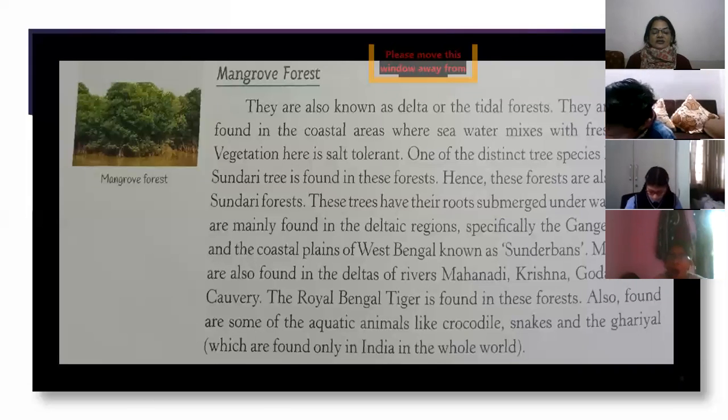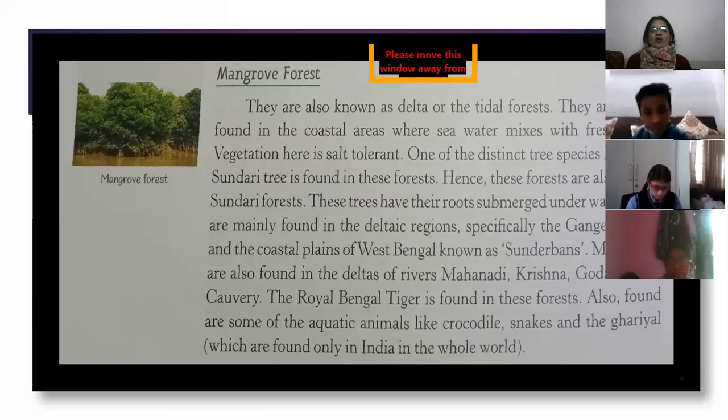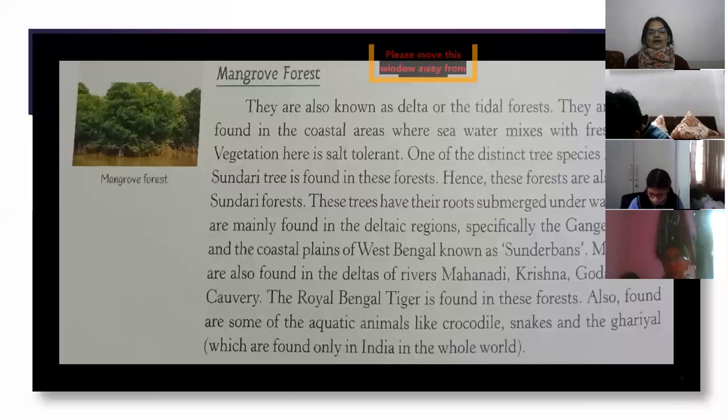One distinct tree species known as the Sundari tree is found in this forest. So these mangrove forests are well known for the Sundari tree. Hence these forests are called Sundari forest. A different type of tree grows in this mangrove forest, and that is the Sundari tree. And these forests are completely covered with Sundari trees. These trees have their roots submerged under the water.